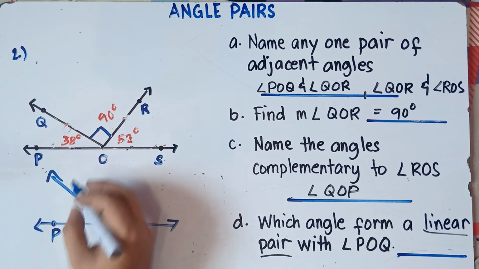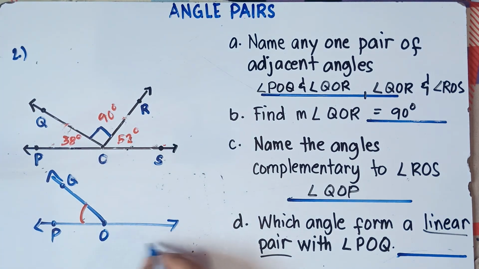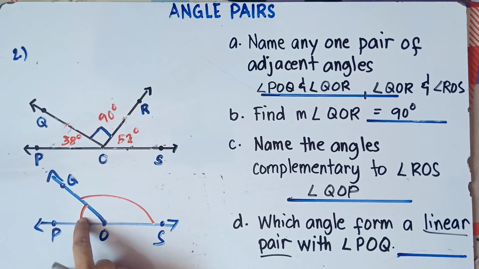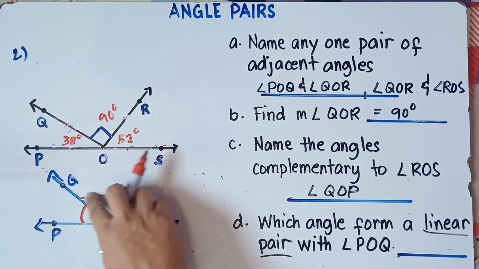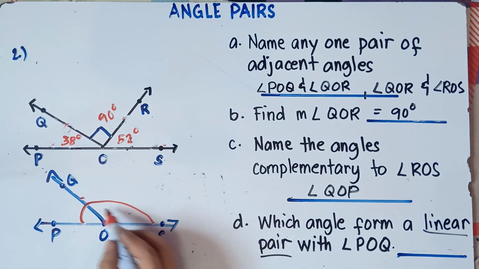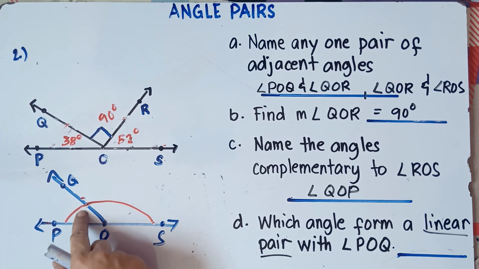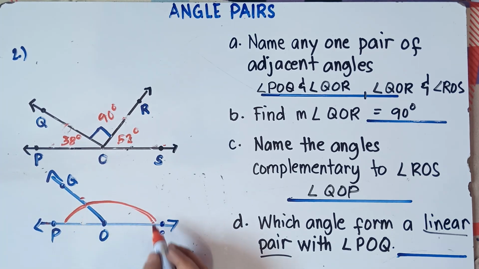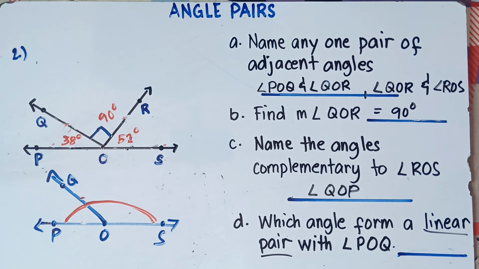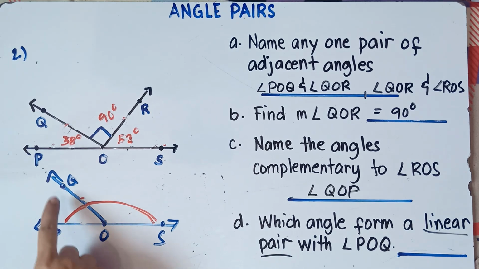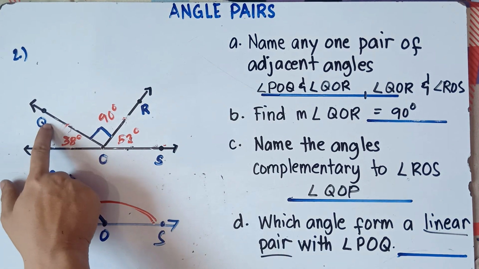Therefore, this will be angle Q, O, then S, right? Because if you add these two angles, it should be equal to 180 degrees, because this is a straight line. Once again, this is a straight line. If you add these two angles, it should be equal to 180 degrees. So therefore, the angle that forms a linear pair with angle POQ should be QOS.